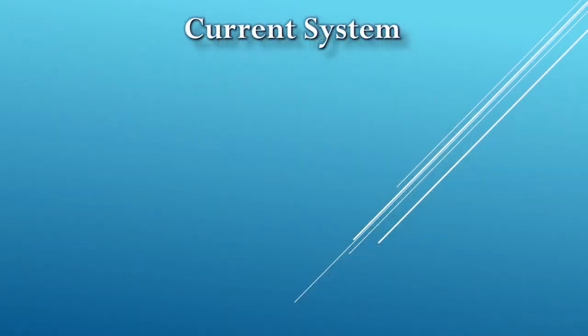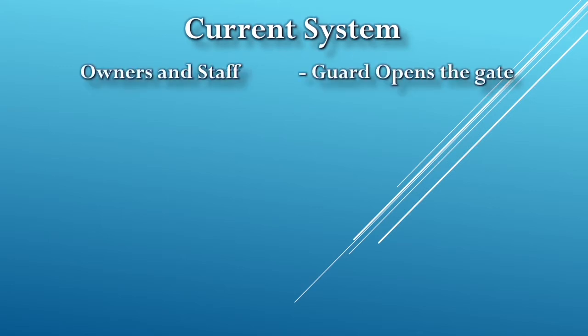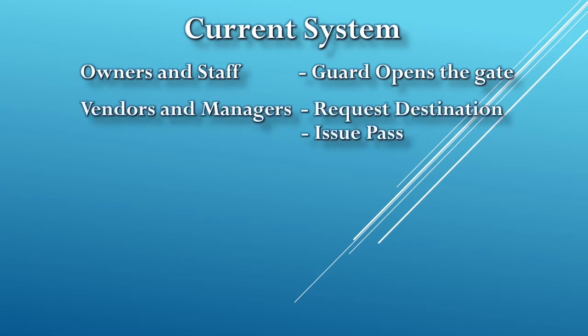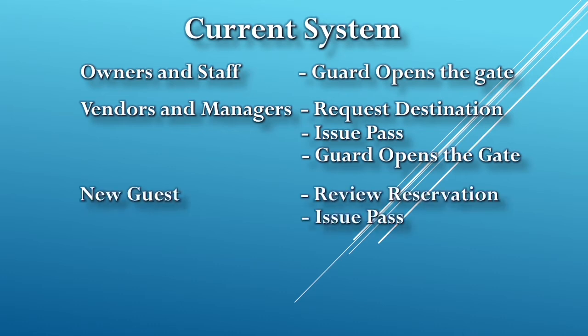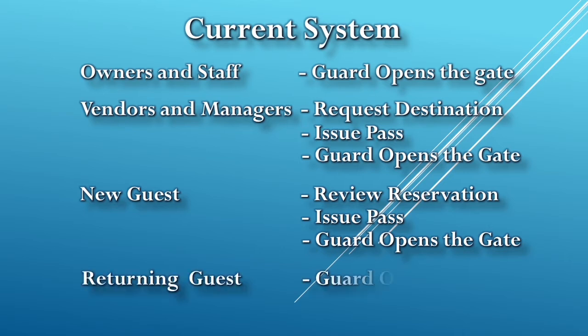system works. With the current system, when an owner or a staff member approach the gate, the guard has to open the gate for them. When a vendor or a manager come up, you have to find out where they're going, issue them a pass, and then you can open the gate. When a new guest arrives, you have to review their reservation information, determine what the unit number is, and when their departure date is. Put all of that on the pass, and then you can finally open the gate.